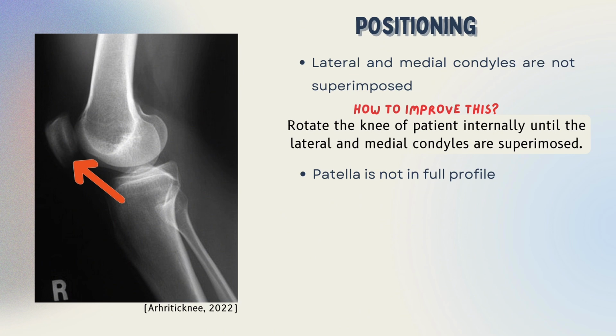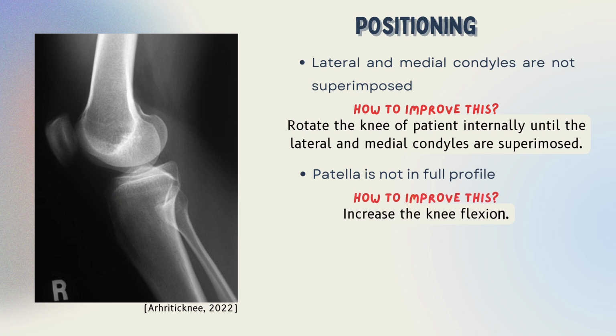Secondly, the patella is not in full profile. The patella is not in true lateral view. The patella is situated too high and far from the femur. This indicates the knee is underflexed. To improve this, increase the flexion of the knee by bending the knee more until the patella moves into the trochlear groove to ensure the patella is in true lateral position.